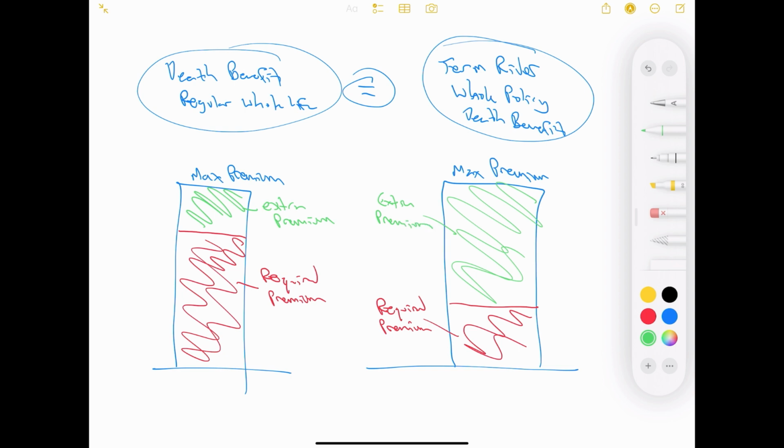And keep in mind, because the maximum premium in both cases stays basically the same, that means if the required premium goes down, the amount of extra premium goes up quite significantly for us. This gives us substantial capacity to put discretionary or extra premium into the policy, which in turn will substantially enhance the cash value accumulation of the whole life insurance policy.